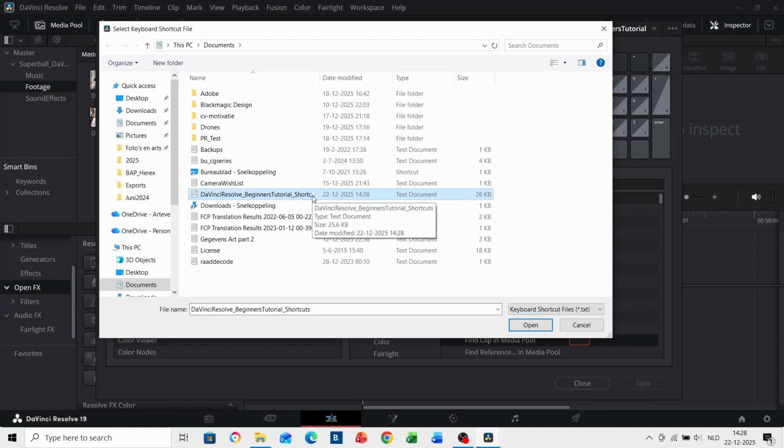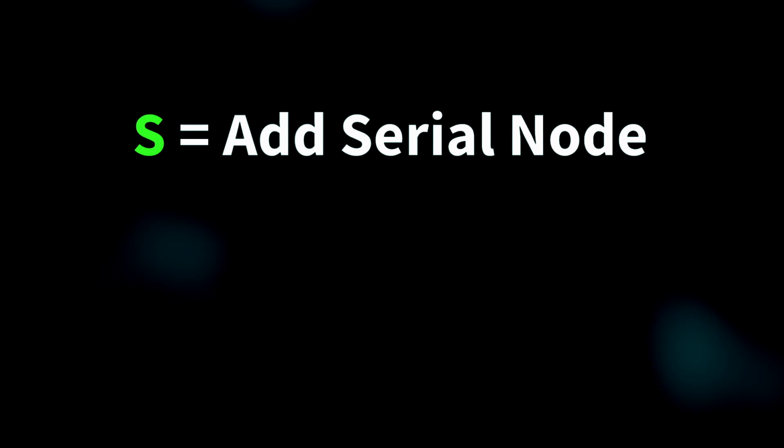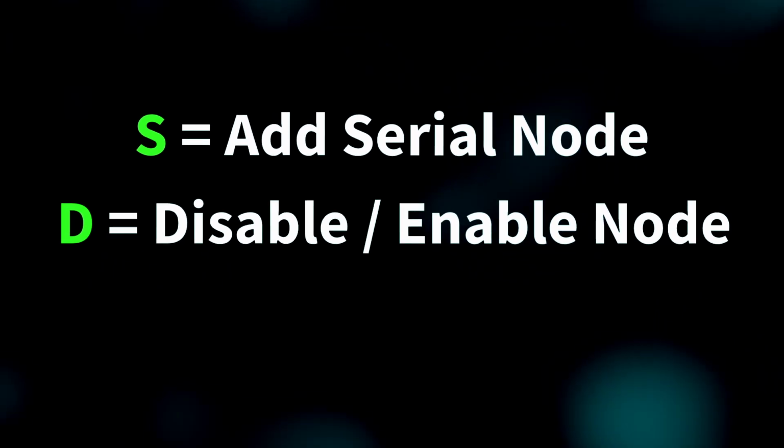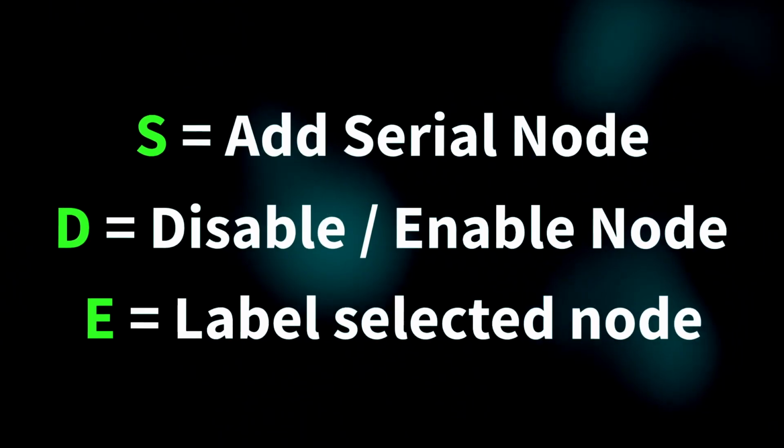With my text file inserted, there are 3 important shortcuts as well. S to add a serial node. D to disable or enable a selected node, and E to label or name a selected node. It will get clear what this means.